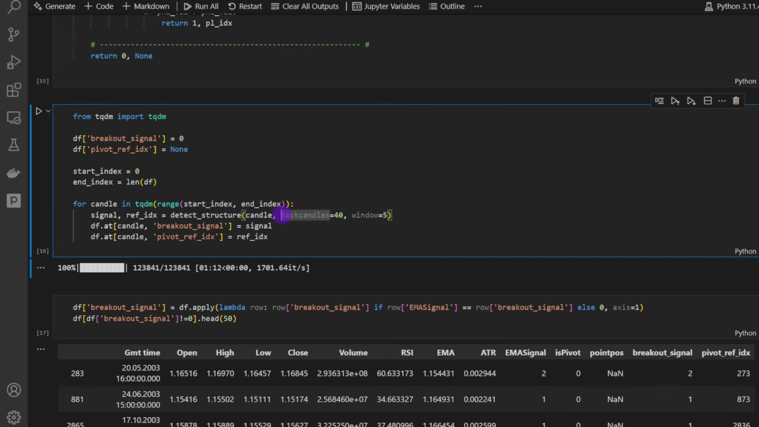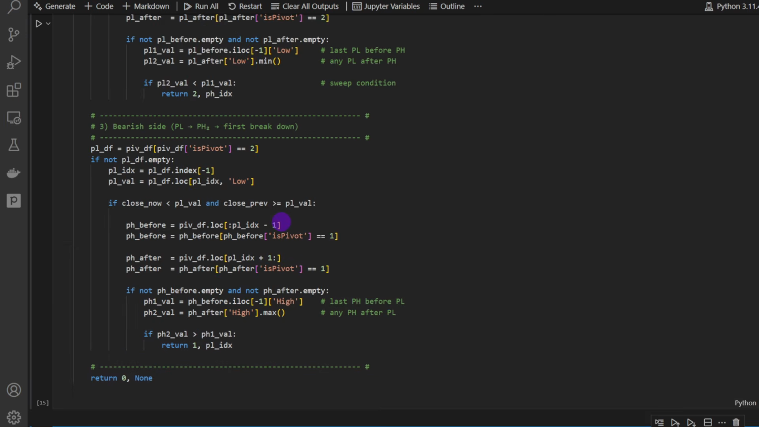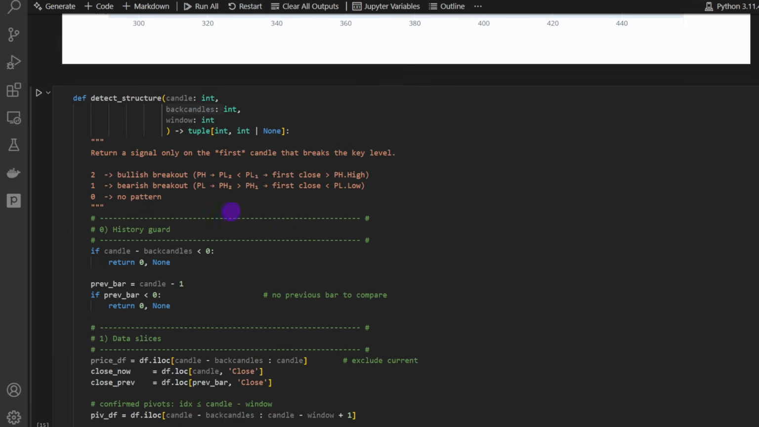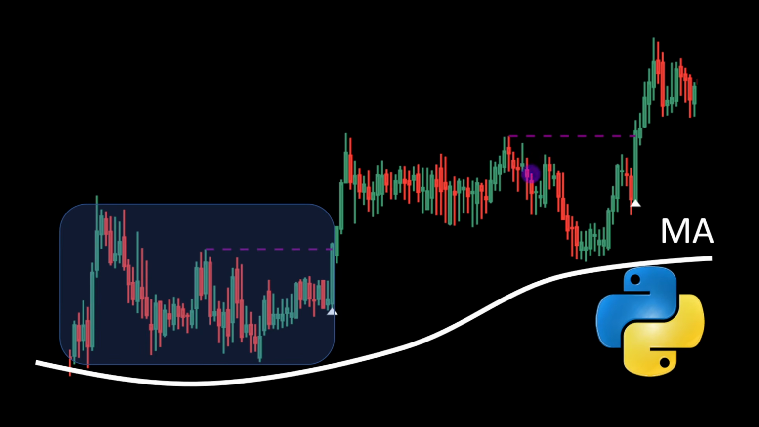Here I've used 40 candles for back candles, window equal 5, and this is the candle index. So we're going to run this function for each of the candles in the data frame. What it basically does is look just before that candle to see if we have a pivot low, and then measure if before that pivot low we have a pivot high, and then test if the candle is closing above the pivot high. It also compares the pivot low we've just found to see if it's lower than the last pivot low. I know it sounds complicated, but it's basically looking for this kind of pattern.